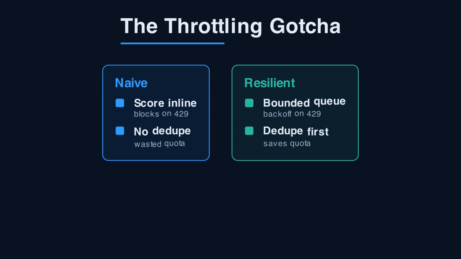2 fixes. Batch and dedupe identical messages before scoring. And add a bounded queue with retry and exponential backoff. Never score on the WebSocket thread directly. Check current tier limits in the Azure docs, since they change.